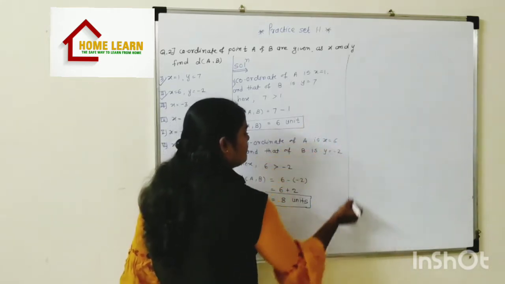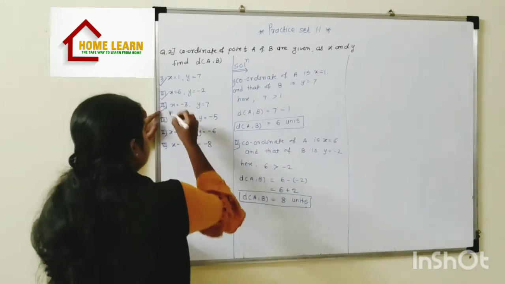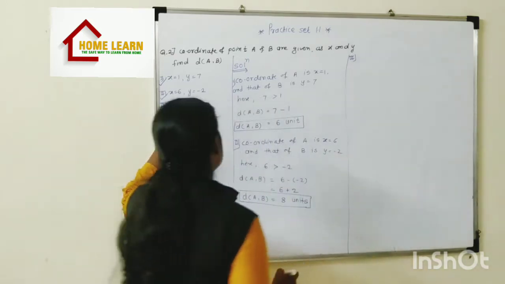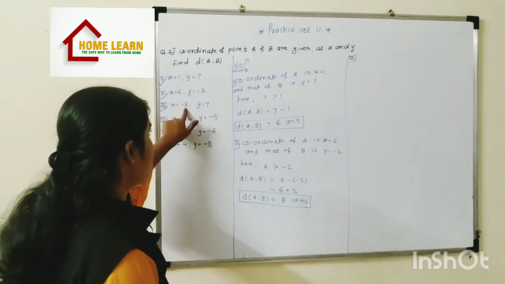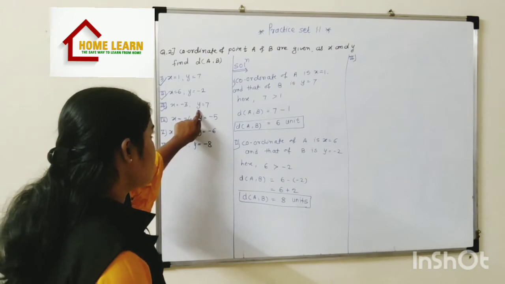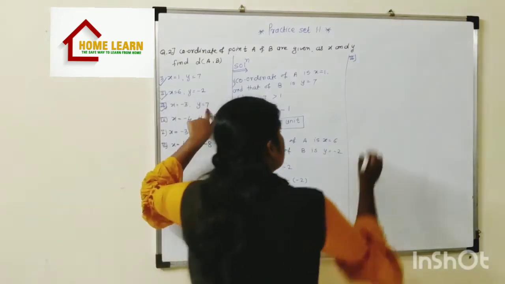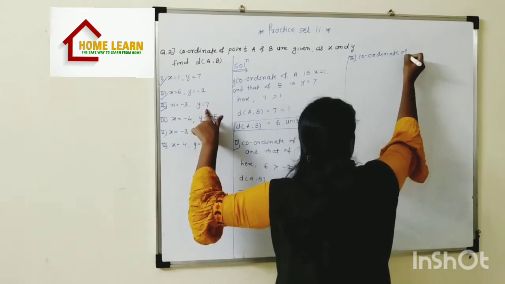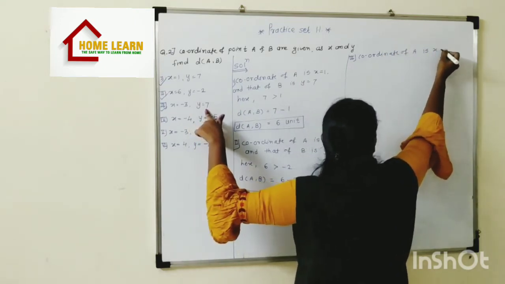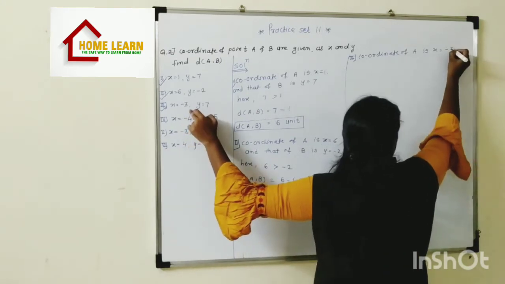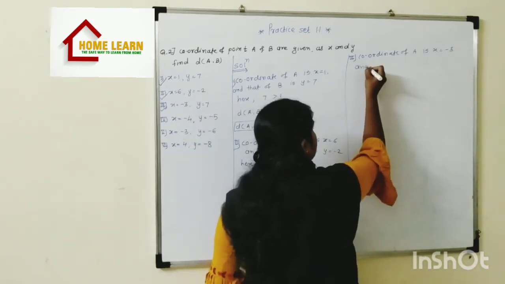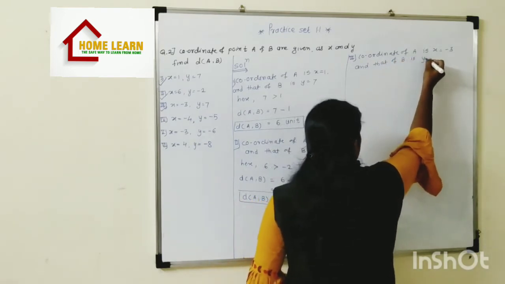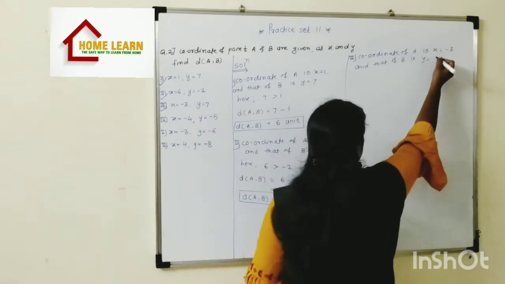Same as the third one. Here the coordinate of point A is given as x is equal to minus 3 and the coordinate of point B is given as y is equal to 7. First write here, the coordinate of point A is x is equal to minus 3 and that of B is y is equal to 7.